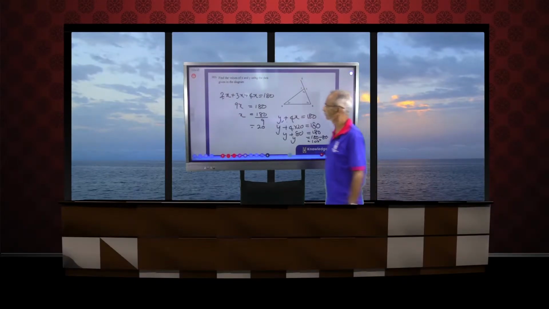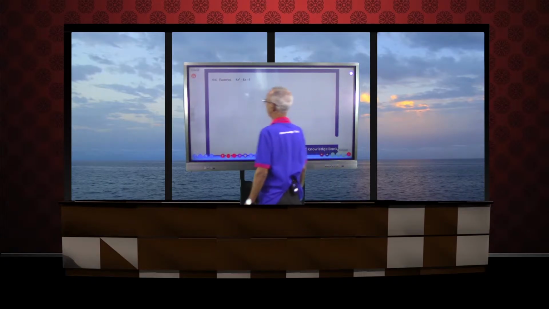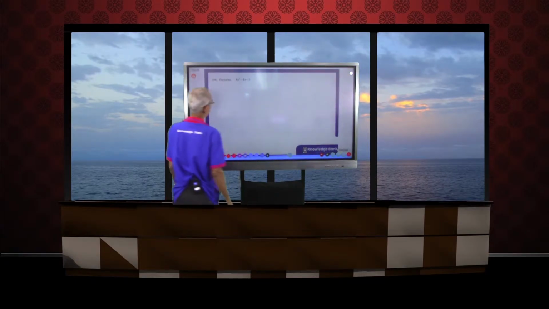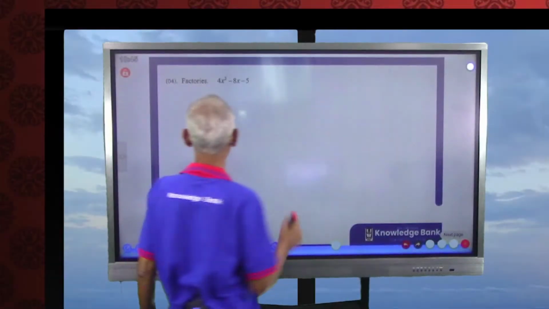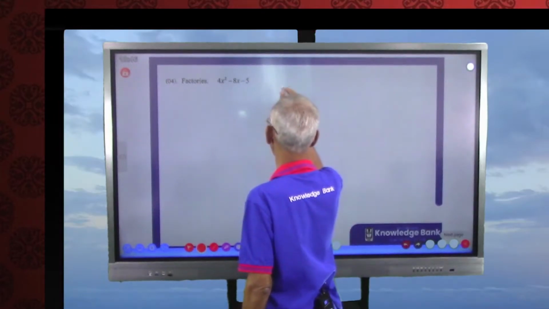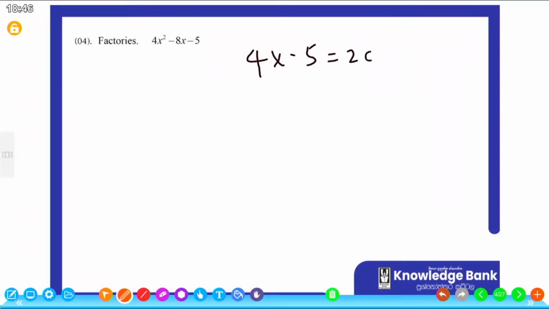Next one, question number 4. Factorize 4x squared minus 8x minus 5. First, I will multiply 4 and 5: 4 into minus 5 is minus 20.